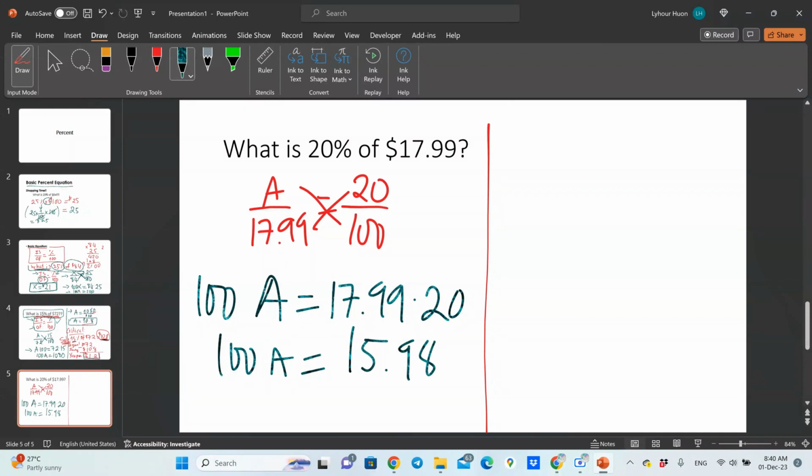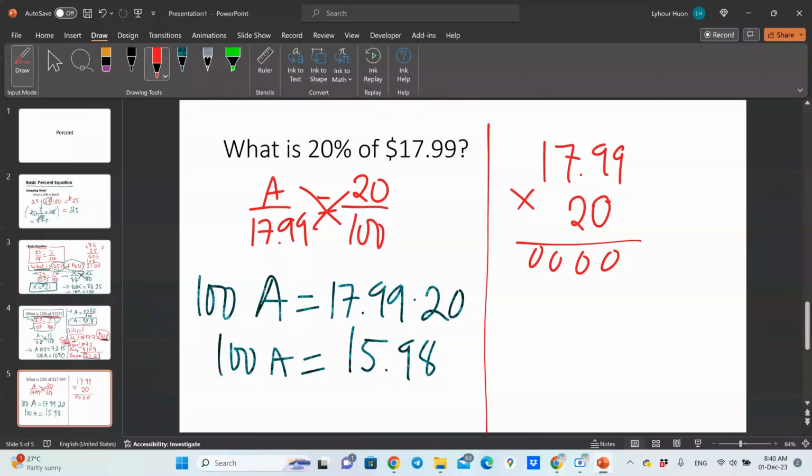Is it wrong? Yes. Okay, let's check. 17.99 multiplied by 20. Let's ignore the decimal. 0 times 9, 0 times 0, any number times 0 is 0. Then 2 times 9 is 18, so 8 and we carry 1. 2 times 9 is 18 again, plus 1 is 19. 2 times 7 is 14, plus 1 is 15, so 5 and carry 1. 2 times 1 is 2, plus 1 is 3.